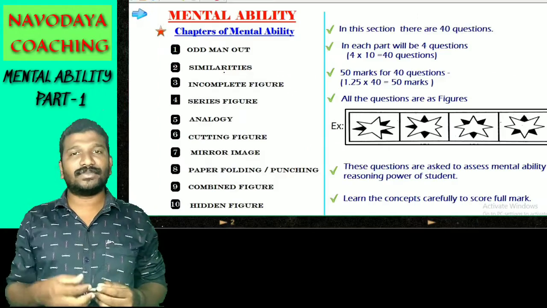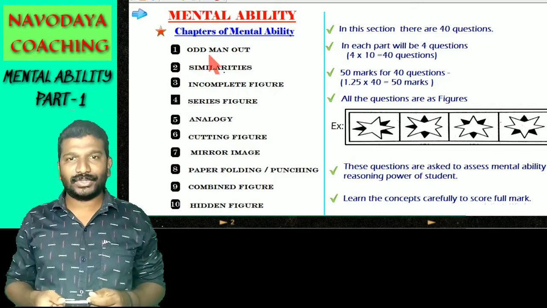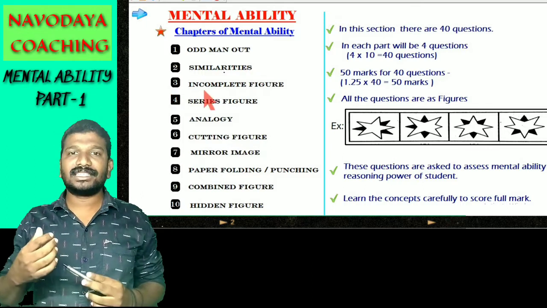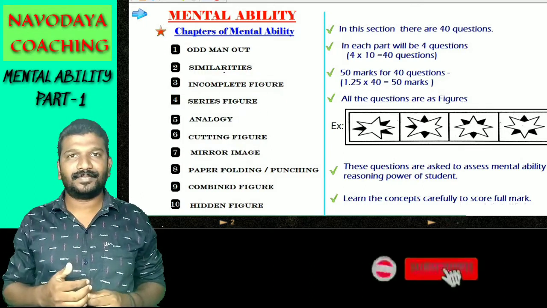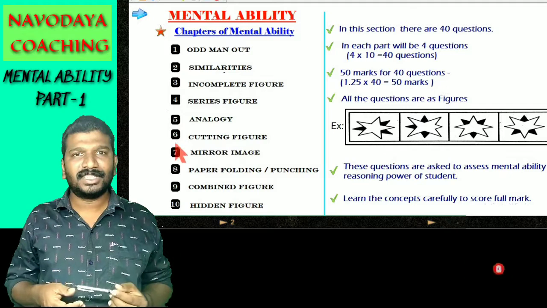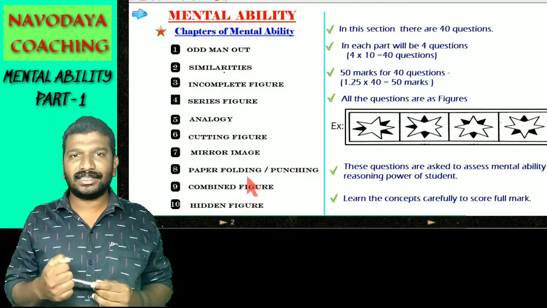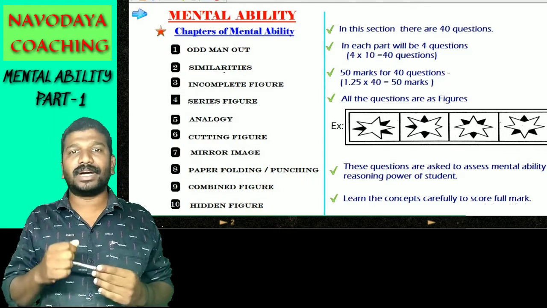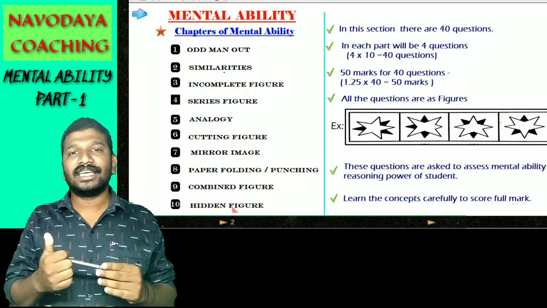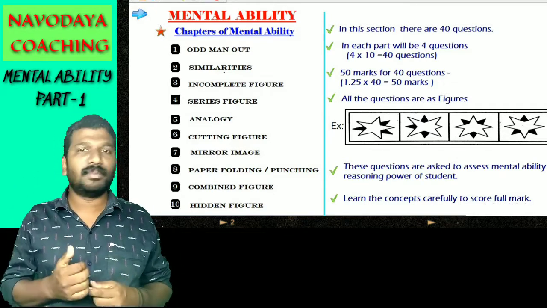Shall we check the chapters of the mental ability portion? First one, odd man out. Next, similarity. Next, incomplete figure. Fourth, series figure. Fifth, analogy. Sixth, cutting figure. Seventh, mirror image. Eighth, paper folding or punching. Ninth, combined figure. And tenth, hidden figure. These are the lessons covered in the mental ability portion.